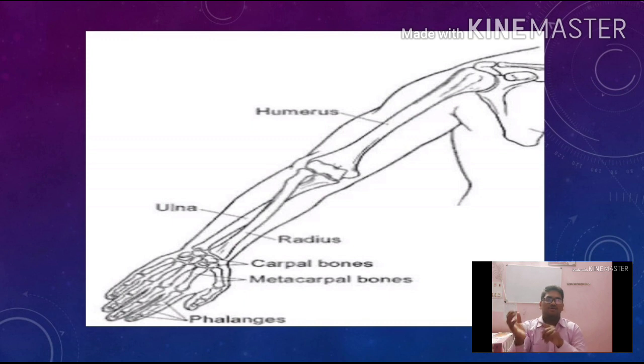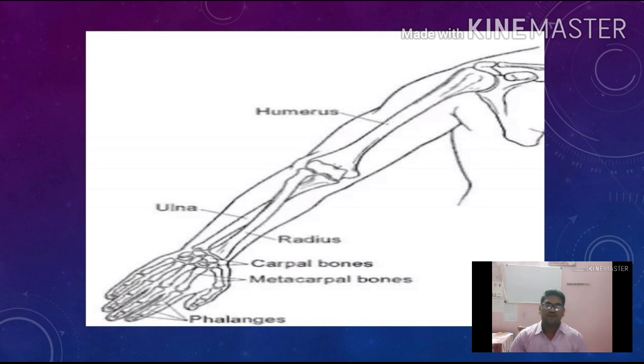After that, your carpals, metacarpals, then the digit and phalanges are present. In some organisms, limbs are modified. We have already talked about it. In the palm region, the carpals and metacarpals are present, and in the digit, the phalanges are present.